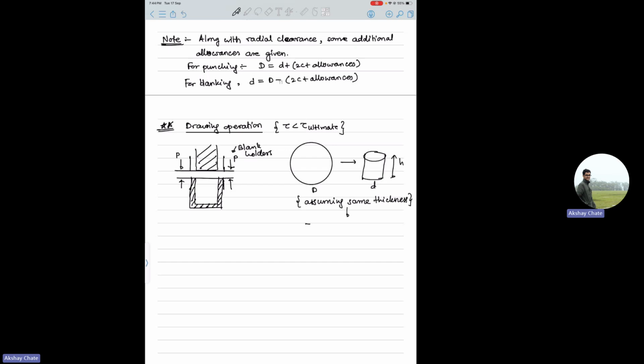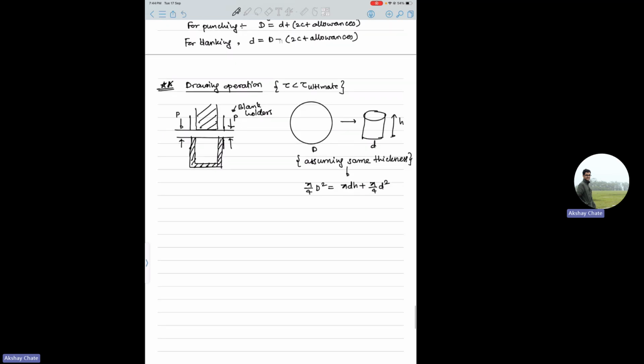In that case, you can write pi by 4 D square equals pi d h, which is the curved surface area, plus pi by 4 d square, the bottom surface area, right? This is assuming the same thickness of blank and the cup. So you have this relationship between these various D, d and h.